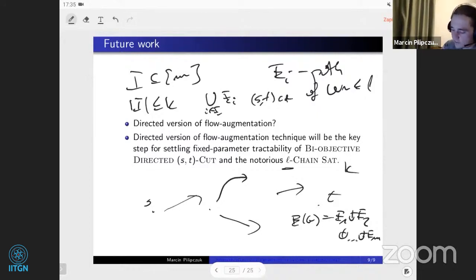Okay, and for L at least 3, for any constant L at least 3, each EI is just a path, some edges of some path inside the graph. Think of length 3. L equal 3 is an interesting case.